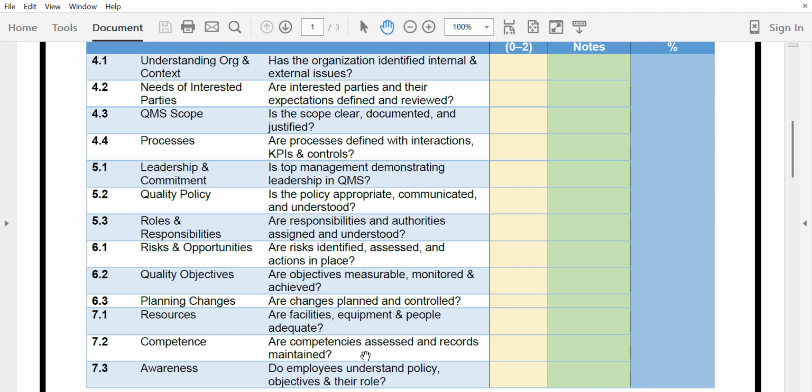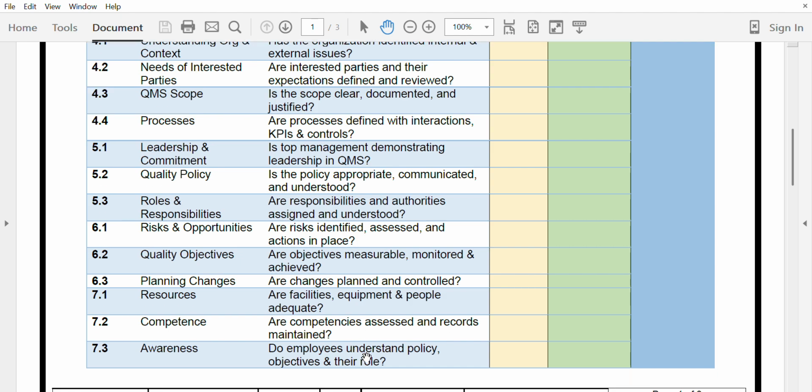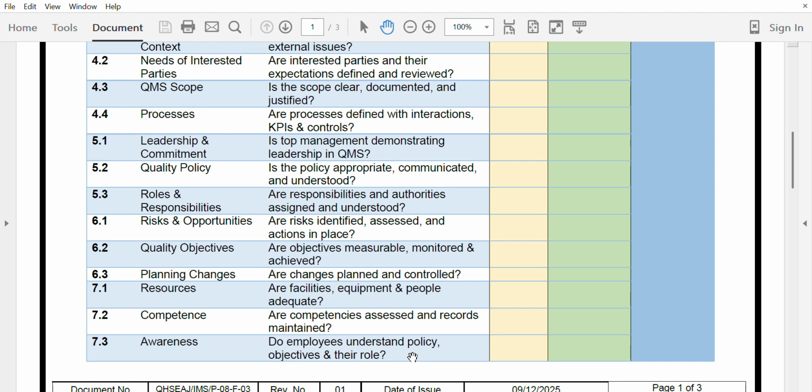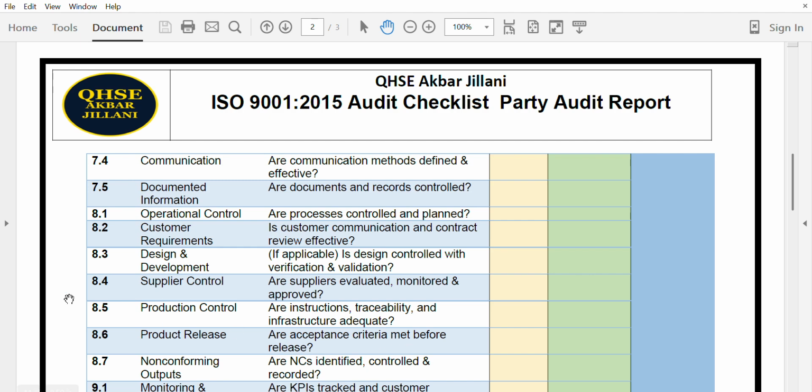Competence. Are competency assessments and records maintained? Awareness. Do employees understand the policy, objectives and their role? What is their role, what are the objectives, and what is the policy of the organization? 7.4 Internal and external communication. Then documented information. Are documents and records controlled?